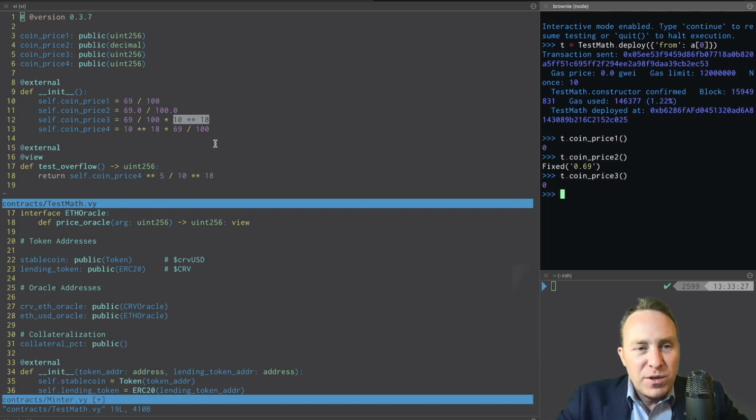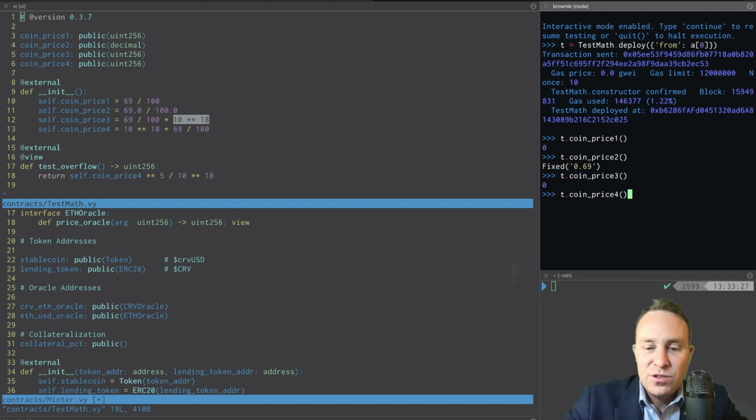Basically, the trick to remember when you're dealing with Vyper, or even Solidity for that matter, is make the numerator really big and then divide to make it smaller. So in this case, we're first going to expand the numerator to 18 decimal places, and then we're going to lop off 2 of them.